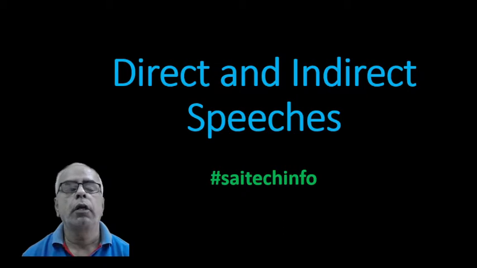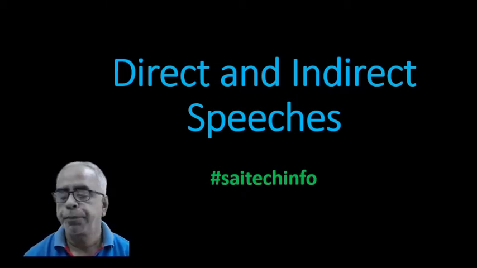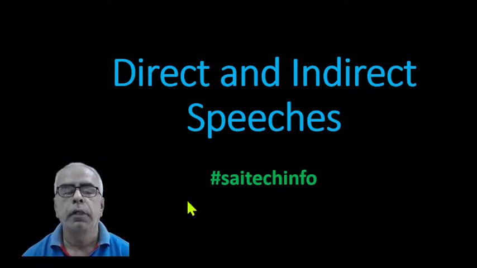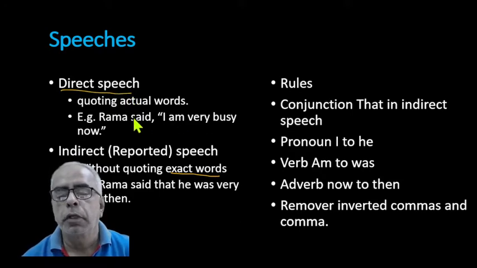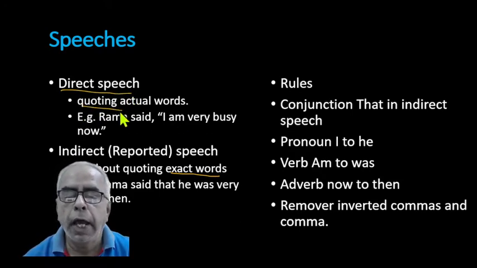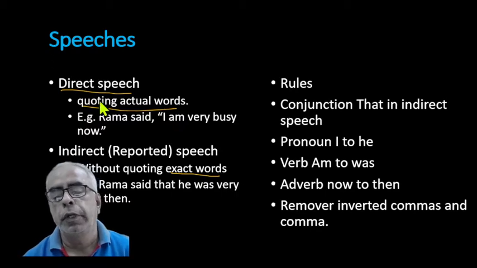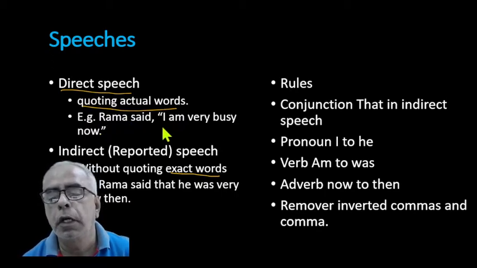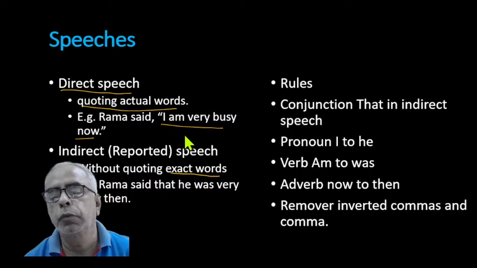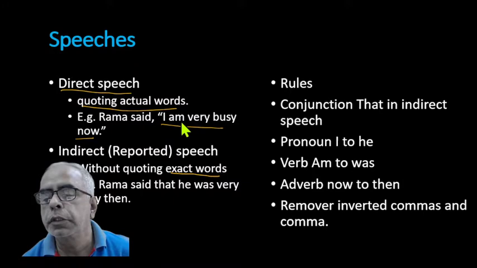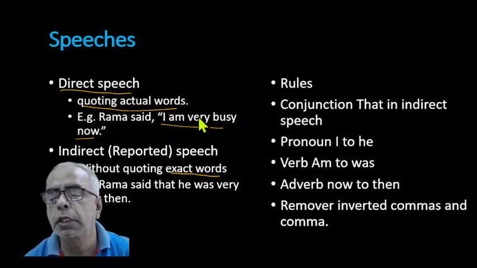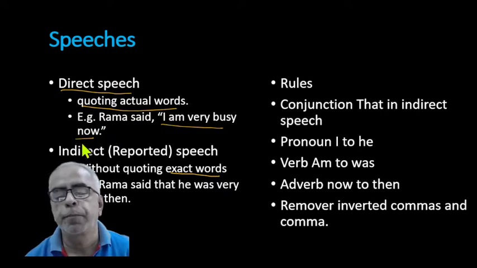In this tutorial, I'll be explaining direct and indirect speeches. Direct speech is nothing but quoting actual words. For example, Rama said, "I am very busy now." So you have to put the comma and produce the actual sentence uttered by Rama within the inverted commas.